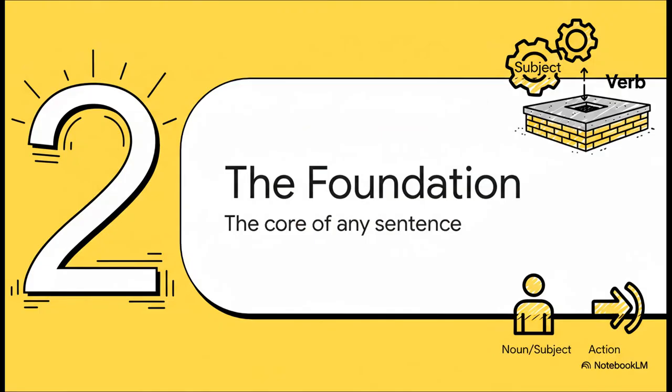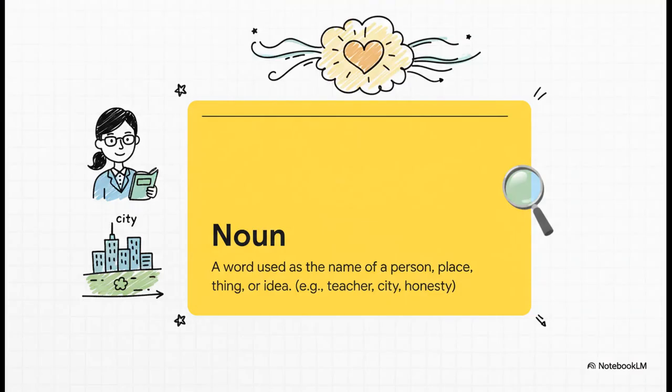All right, now for our foundation. Every single sentence, I don't care if it's a simple hello or a super complex paragraph, it stands on 2 pillars. A noun, that's the who or what, and a verb, that's the action. First up, the noun. This is the subject of our sentence, the who or the what. It could be a person, like a teacher, a place, like a city, or even an idea you can't actually touch, like honesty. It's basically the anchor for our entire idea.